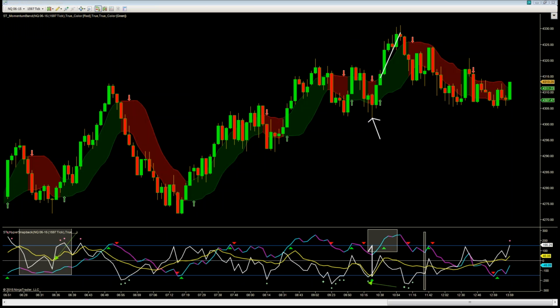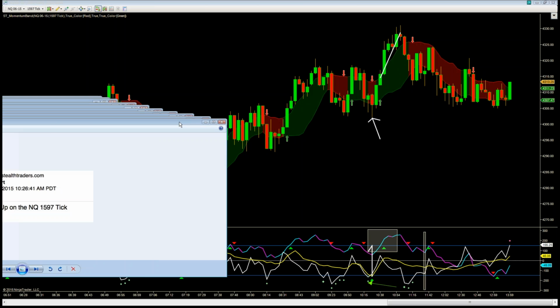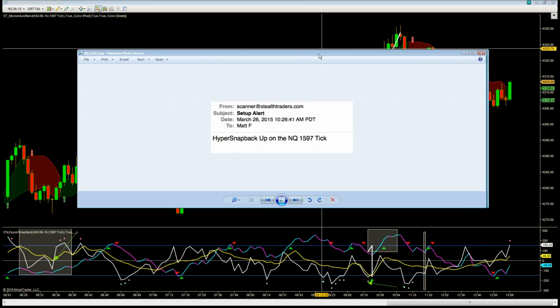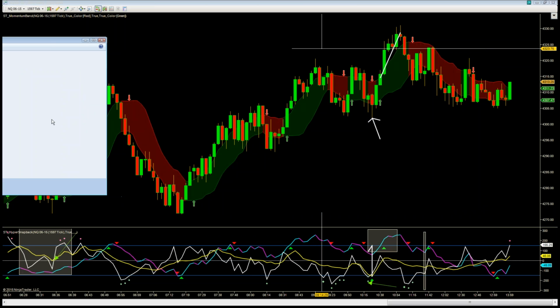So then you go to the chart, you look at the chart, and then you wait. You don't necessarily enter right away. You wait, as Paul has described, you wait for the trend line, in this case, if it's going down, to turn magenta, and then that's when you would enter your trade. So this is what the actual email would look like. Hyper snapback up on the NQ 1597. It gives the time, and we had actually demonstrated this one.